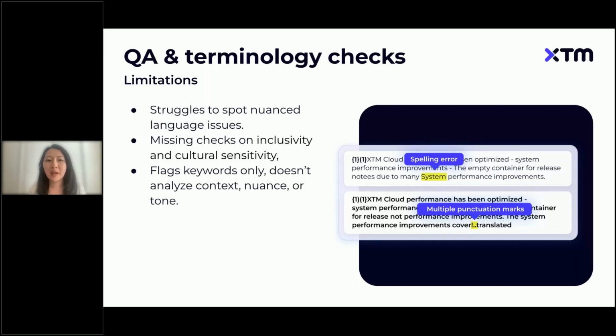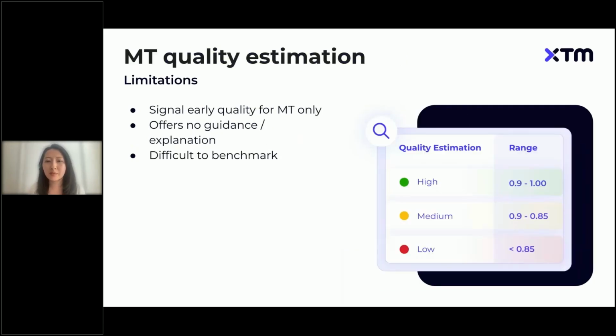And if we think about QE, quality estimation, the very first limitation that we noticed is that this tool primarily focuses on machine translation. There is little application to using this on human translation output. Also, the feedback is pretty minimal. You get a score or a general quality band, but little to no guidance on why it's scored that way or how to improve it. Plus, the scoring logic is often a black box.